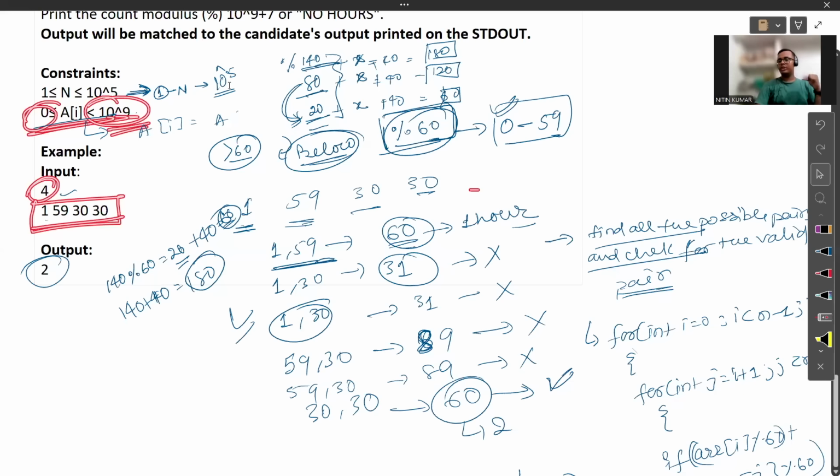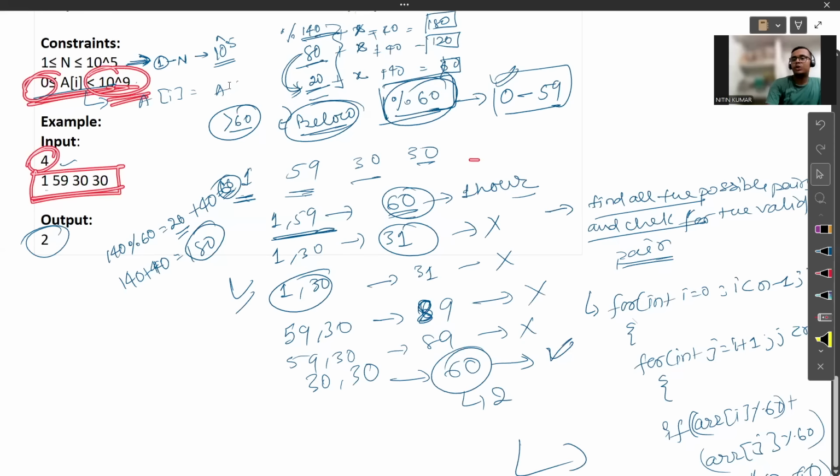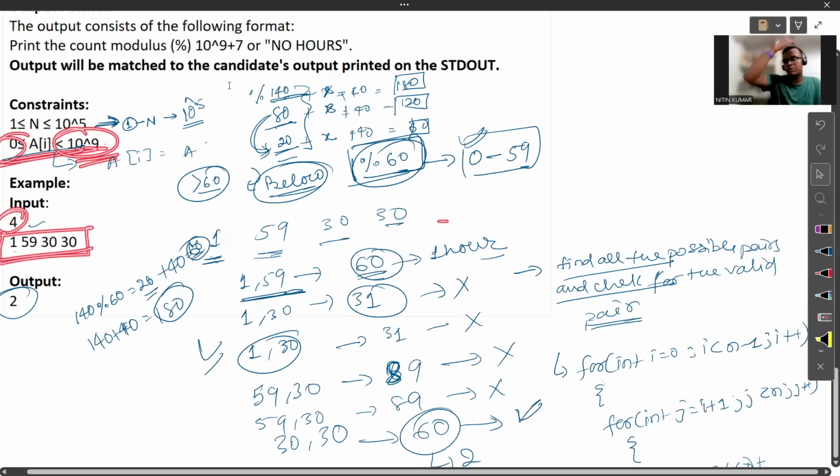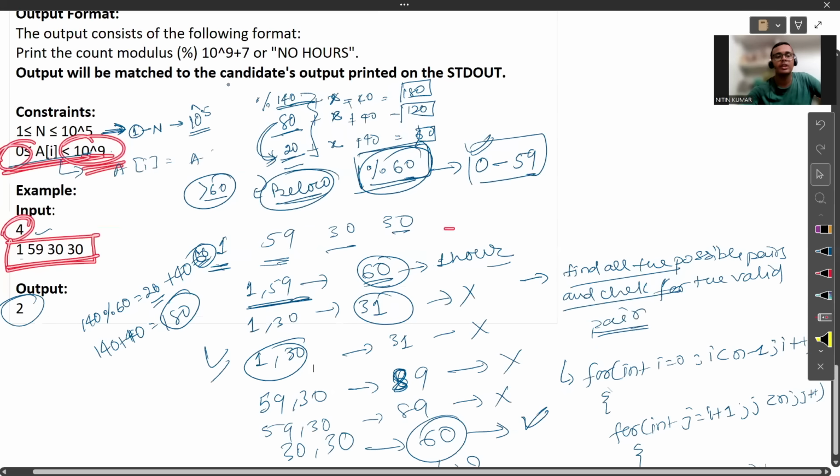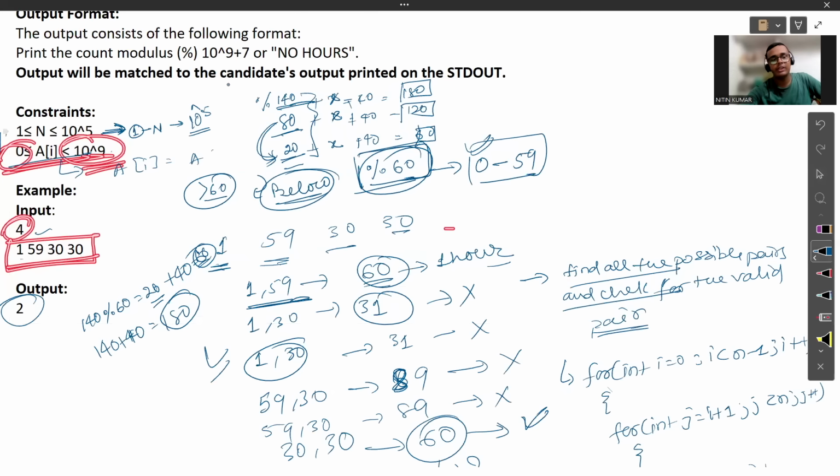But what I have told you in the beginning is that this approach will not pass 100% of your tests, because if you look at the constraints, the very first constraint says that n will lie in the range of 1 to 10 to the power 5. That means the maximum value of n would be 10 to the power 5.